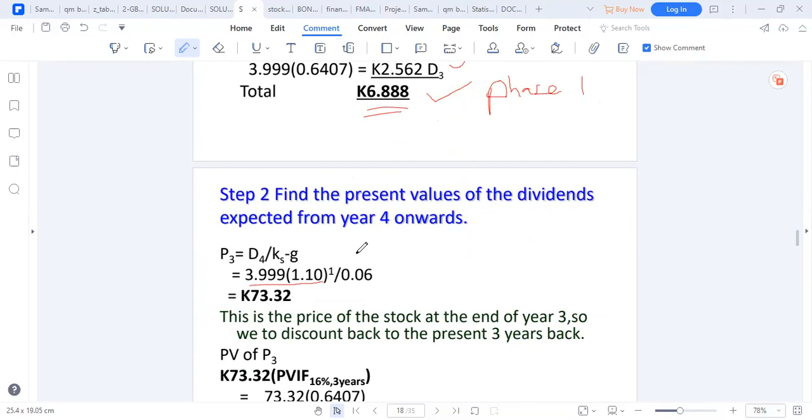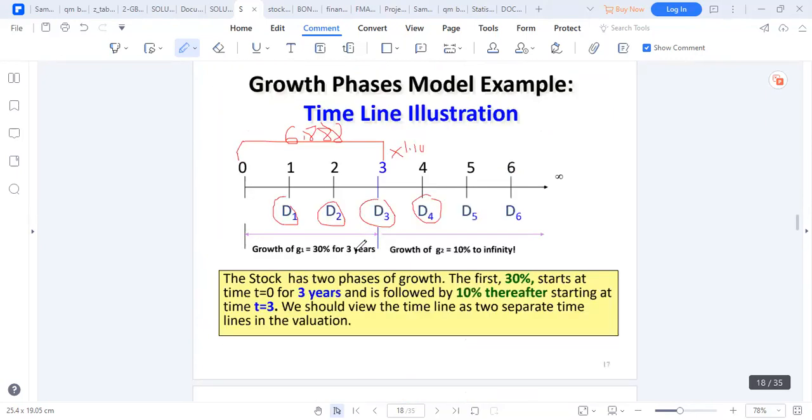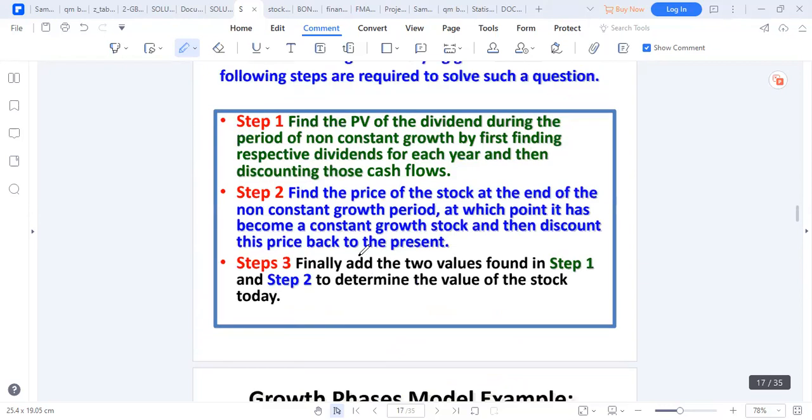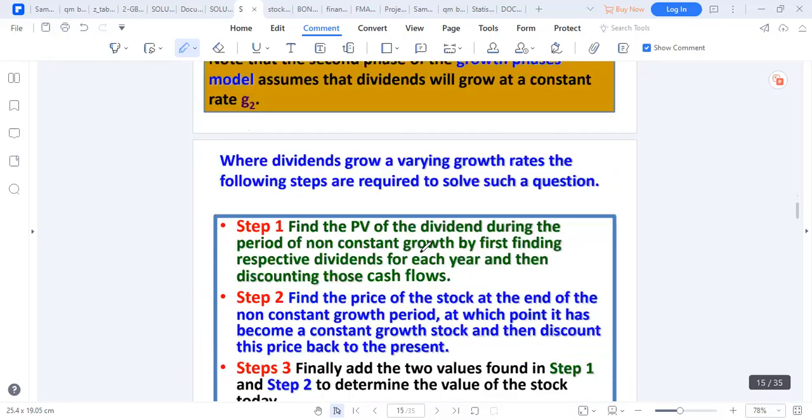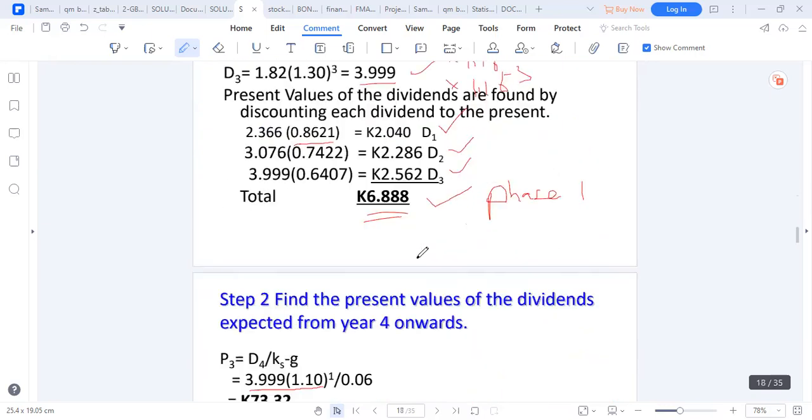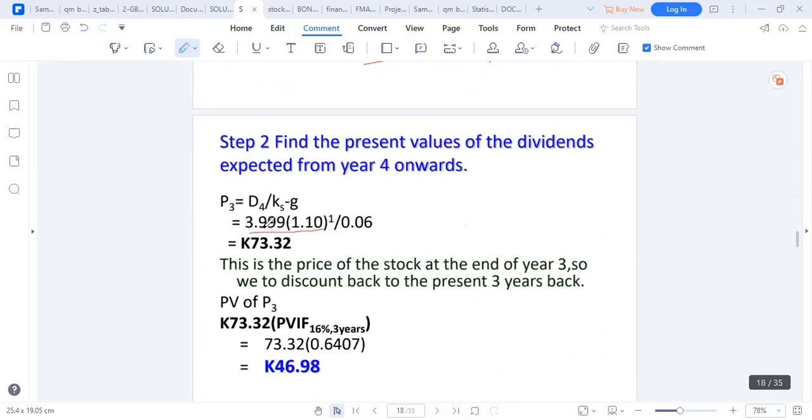Our K is what? 16%. And our new G is what? 10%. So 6% is the difference between these two. So meaning we're going to do D1 over 6%. So this is D1, which is D0 times 1 plus G, and 6% is the difference between 16% and 10%. So we get what? 73.